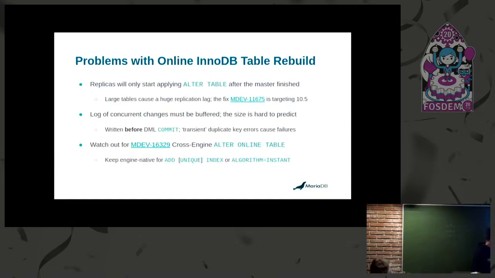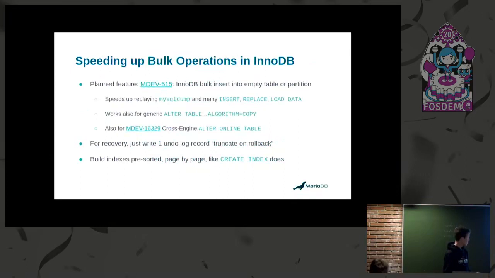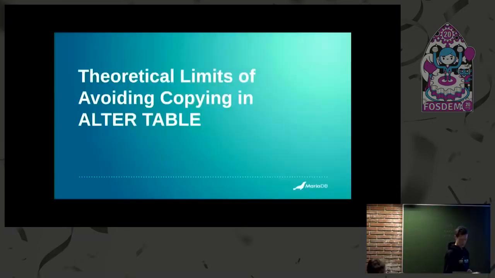And in MariaDB, we are working on doing cross-engine online alter table, which means it's algorithm copy with the logging, and it would fix this problem. But I think we still need the engine native for creating secondary indexes or for instant changes. We could also speed up bulk operations by doing smarter undo logging. And then I had some section about theoretical limits, what you could do.